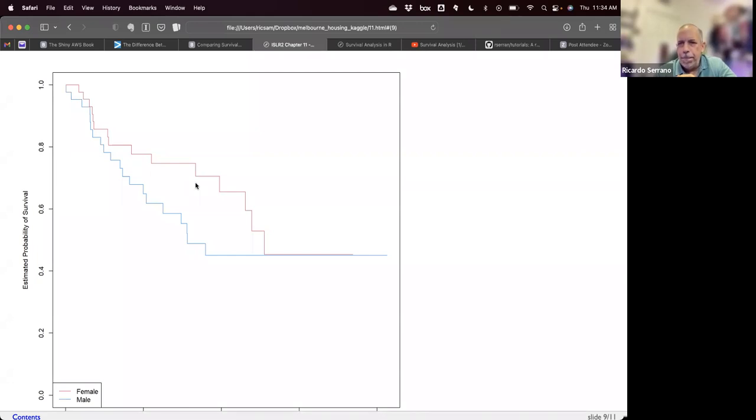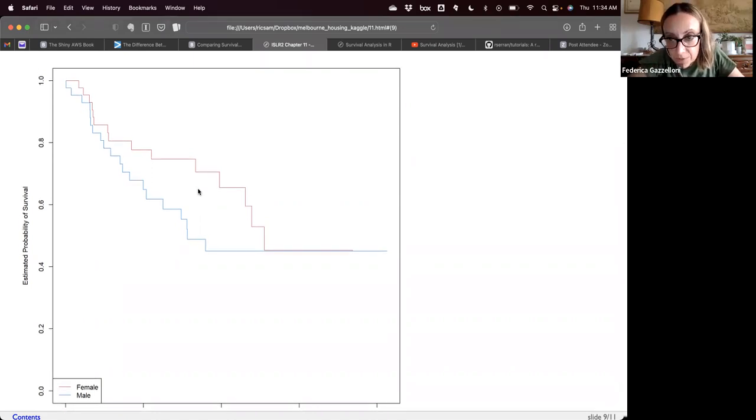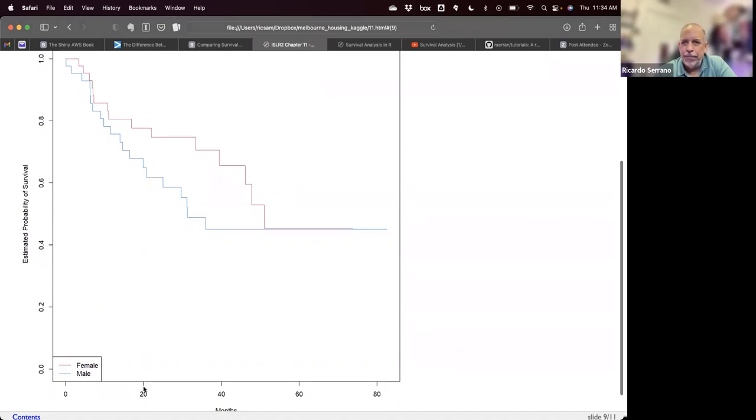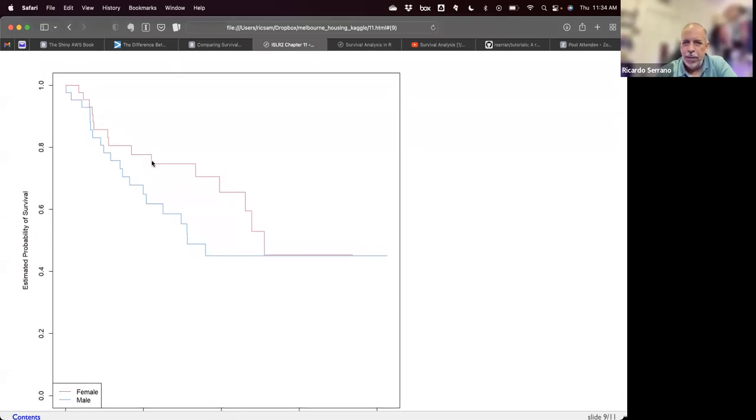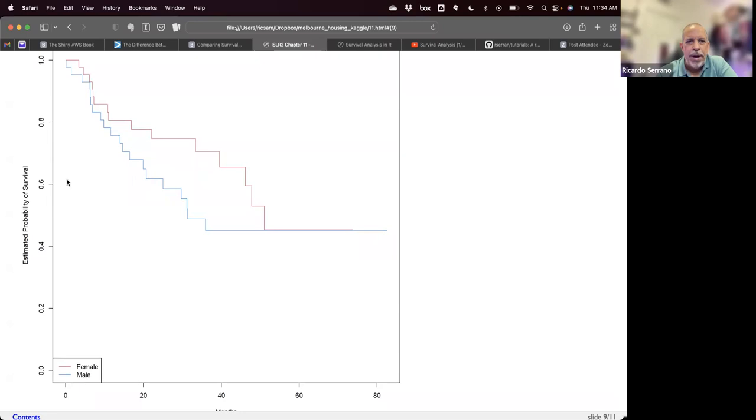Yes, female. Females have a better survival curve than male. Okay. So for example, let's take 20 months from zero. At 20 months, the survival probability according to this curve is around 75, 74, give or take. But in the males, you have a lower one. So just comparing that gap between the curves, it indicates that one group has a higher probability of survival than the other.